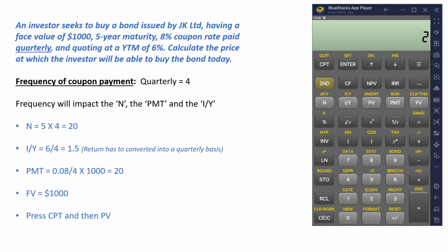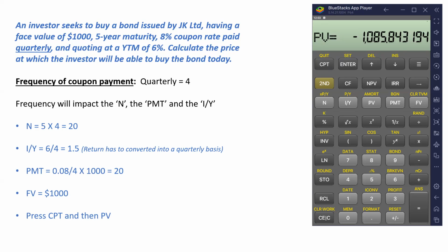So let us press 20, this is your N. 1.5, this is your I/Y. It is the rate. The rate has to be converted into a quarterly basis because N is also the number of quarters. The PMT is also converted into the payment that you are receiving on a quarterly basis. So even the I/Y should be converted into a quarterly rate. Then I press 20, this is my PMT. 1000 is my FV.